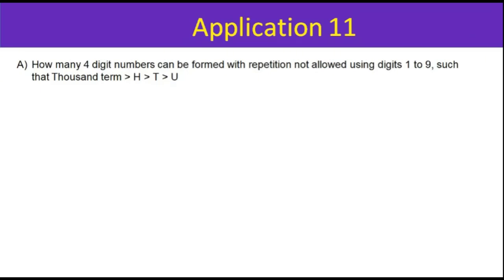So how many 4-digit numbers can be formed with repetition not allowed using the digits 1 to 9? It's a 4-digit number. And how many such numbers can you form, such that the thousands term is greater than the hundreds, then the tens, and then the units? So if it's A, B, C, D, A has to be greater than B, greater than C, greater than D. How many such numbers are there? Same method.